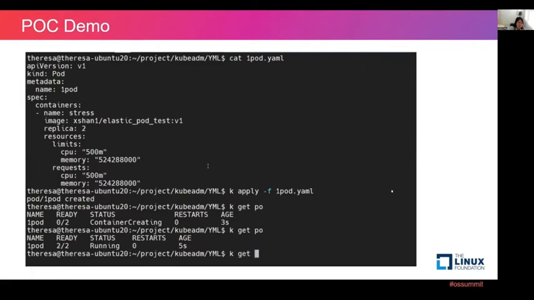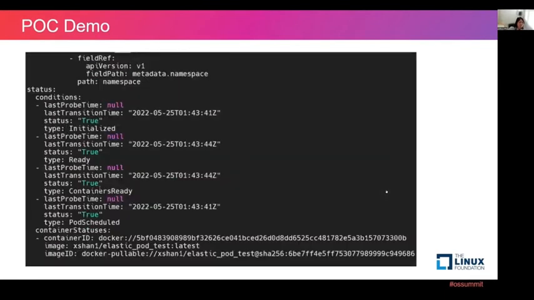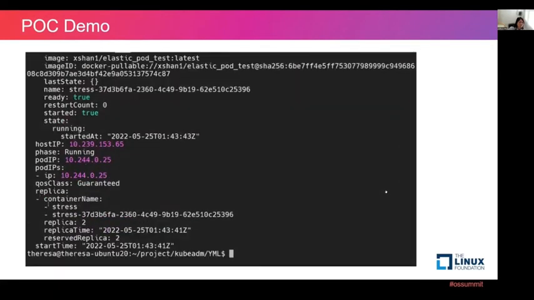There are 2 instances up and running. And take a close look at the pod status. As you can see here, we add a pod struct under the pod status. There are a couple of fields in the replica object. The container name lists the name of containers, including the original container name and the replicated container's names.